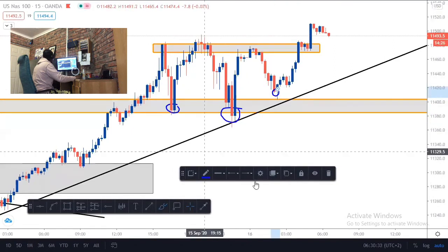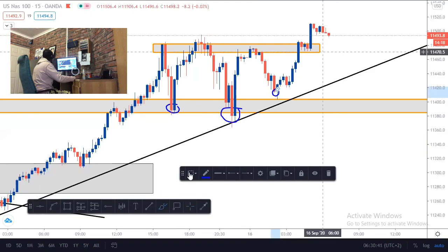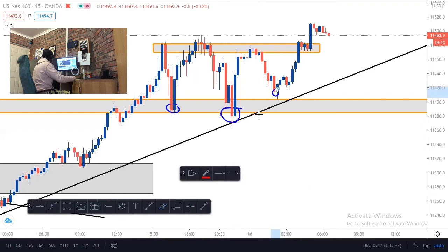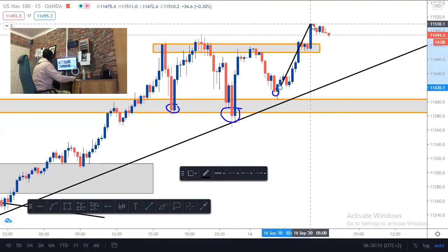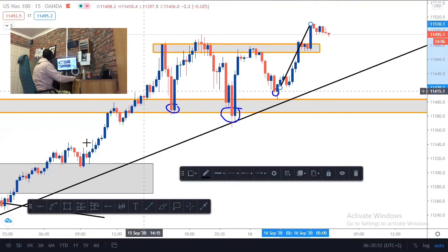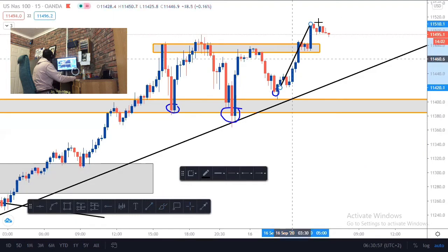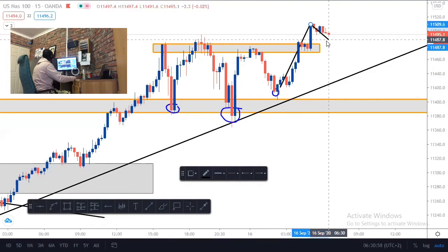Right? So basically what we need to understand with the volatile pair NASDAQ is that it is volatile, right? So with that being said, the market has created an impulse up, right? So we had an impulse movement up, right? So from there, we're expecting some correctional movement, a little right down to this zone.